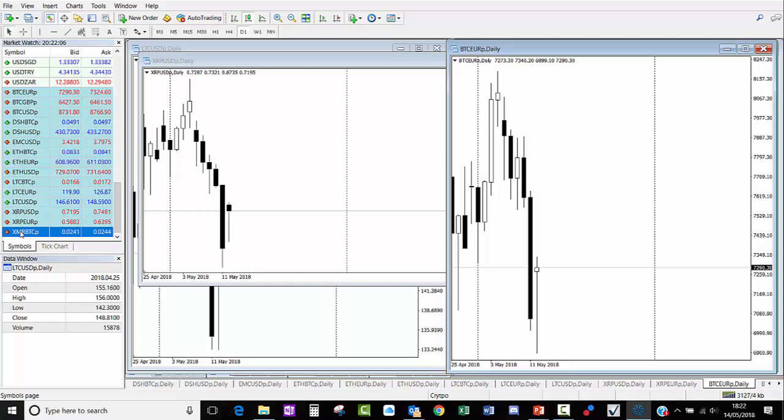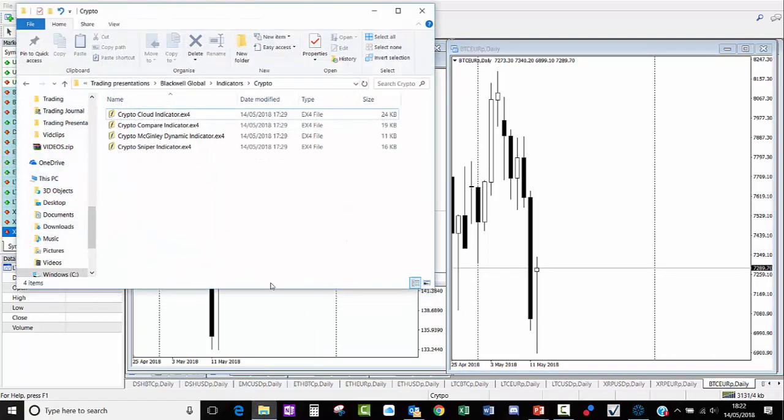So, as always, we want to be able to utilize the fantastic suite of Blackwell Global MT4 indicators. I appreciate that some of you may not know how to put them into a new MT4 platform. By all means, if you have any challenges or technical difficulties, be sure to speak to your Blackwell Global account representative. They'll be very happy to help, but it's normally very simple.